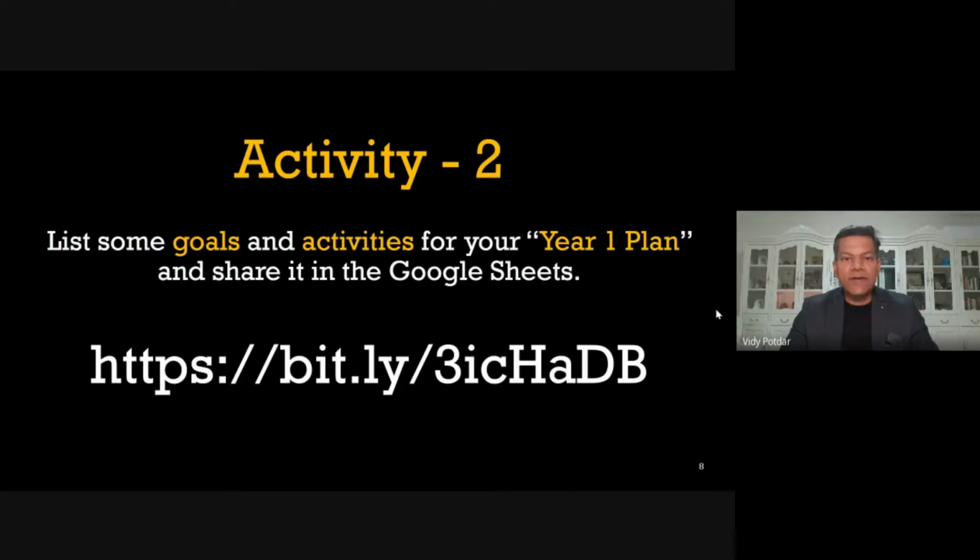And the second activity is to list some goals and activities for your year one plan, and share it on this Google Sheet. Another link that's here. You can check it out. The reason why I want you to do these 2 activities is to get whatever you have in your mind on a piece of paper or in a digital format. And once you have that, you can work backwards from there.